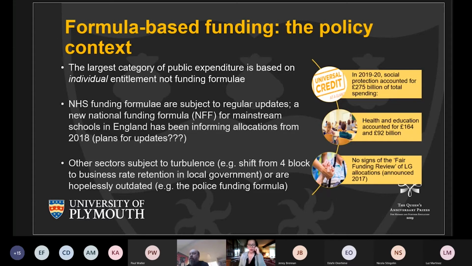I don't know how well you can see all of that, but it's important to note that in terms of the single most important category of public expenditure, we're not talking about formula funding, we're talking about individual entitlement. By far the largest category is social protection. But nevertheless, we're talking about significant amounts of money which are distributed through complex area-based formula for other parts of social expenditure. And these really vary in terms of the extent to which they're transparent, robust, updated regularly. There's a huge variation.